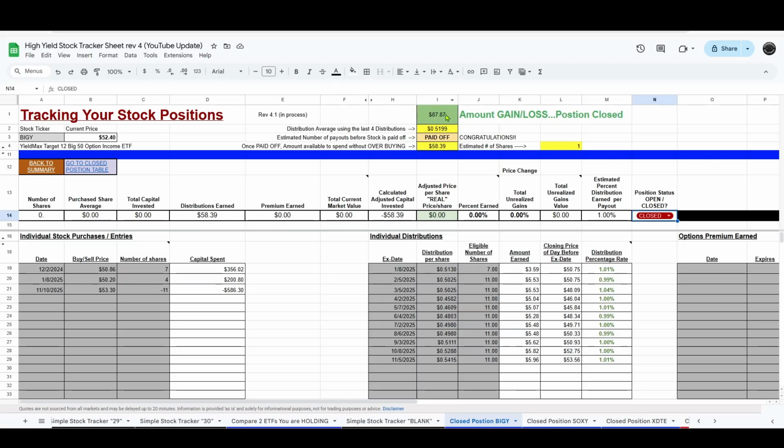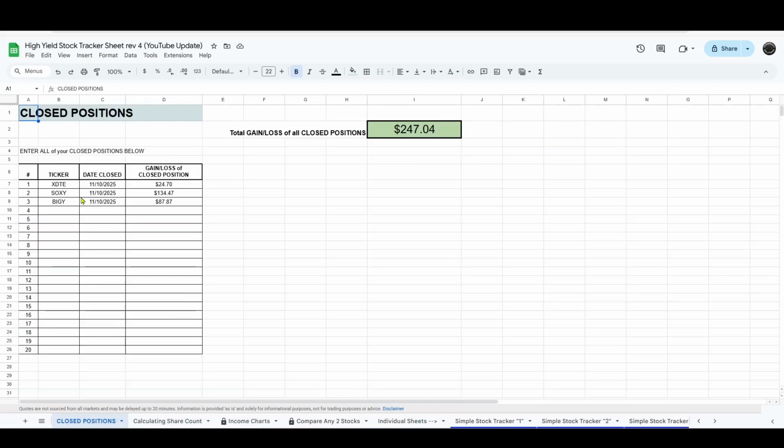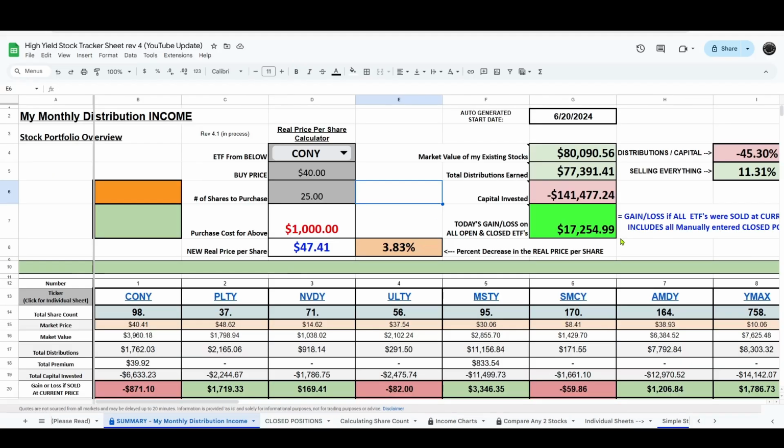Now, if you do not want to carry that on through, then of course, when you go to the closed position, you just don't enter it in, right? That's your choice. If you enter it in here, it will add it in. You don't have to. You could just keep the summary page as the ones that are currently open and not include your closed positions.